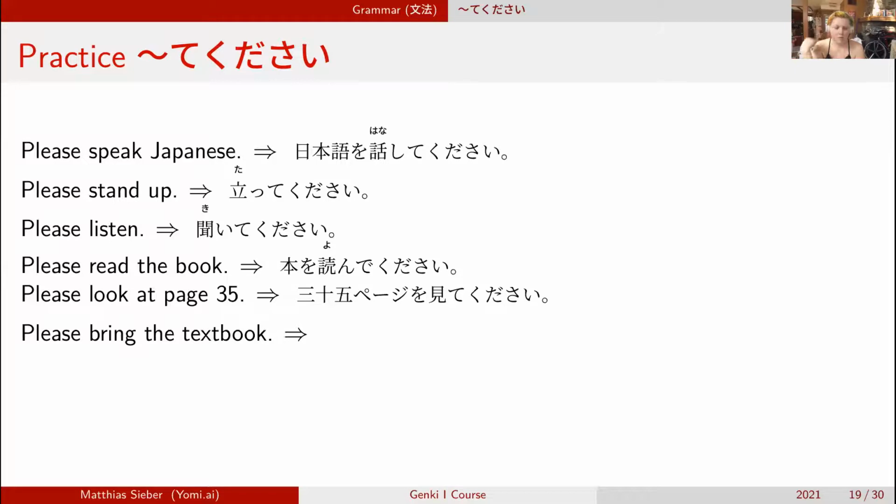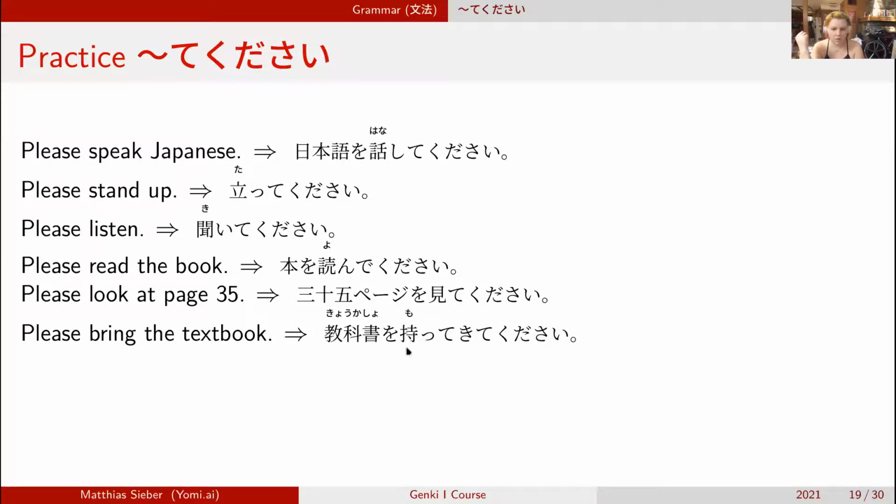So it would be motte kite. What is textbook? Isn't it hon? Textbook is kyokasho; hon is just book. Kyokasho. So kyokasho o motte kite kudasai.